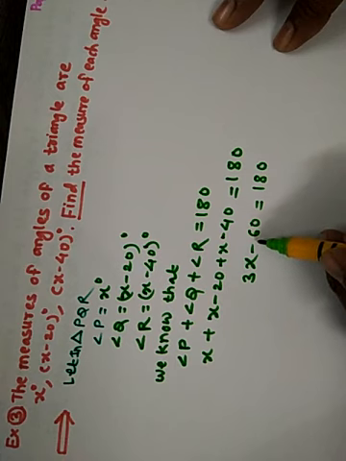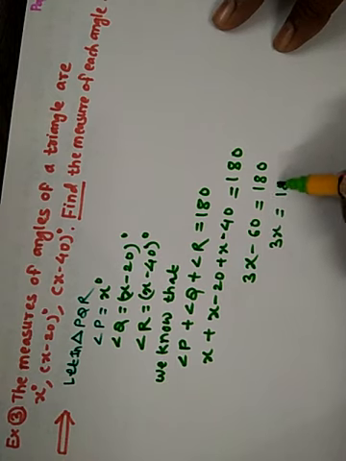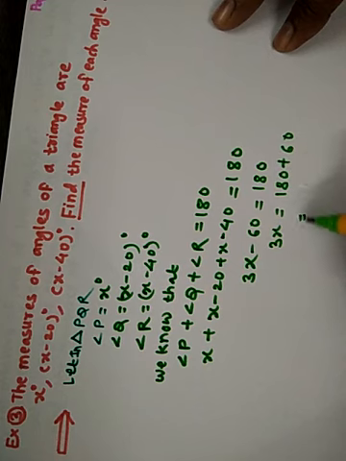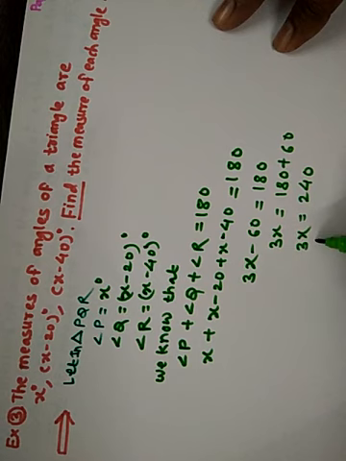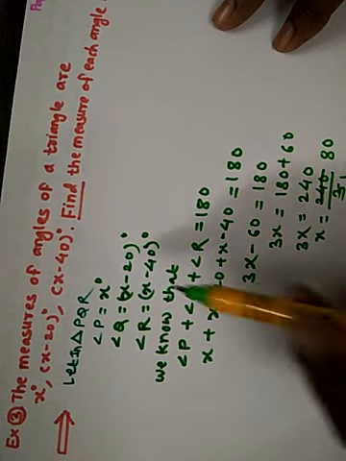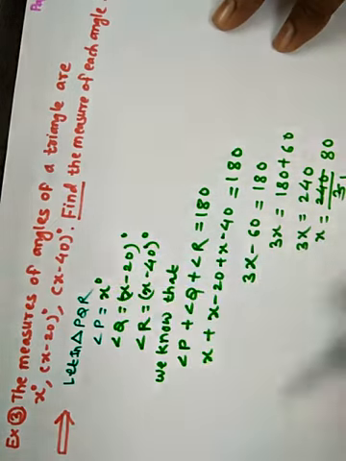Now see here, transferring minus 60 to this side, 180 plus 60 means 240. So 3x is equal to 240, and x is equal to 240 divided by 3. 3 8s are 24, 0, which means the value of x is 80. First we have to find the value of x.